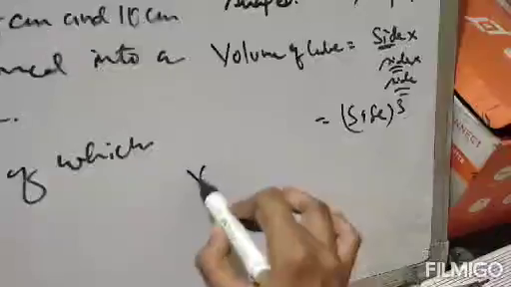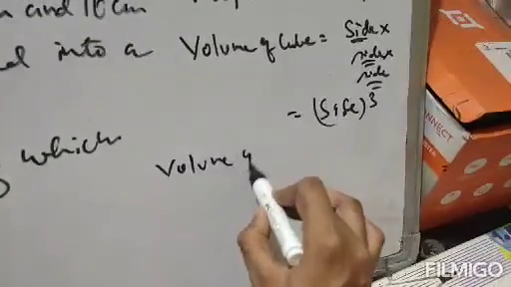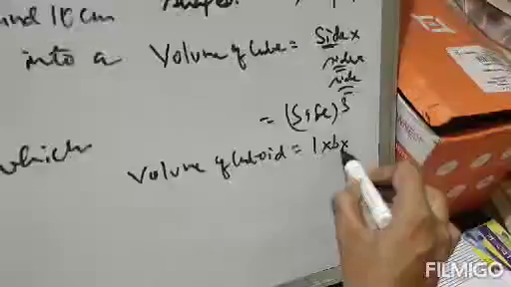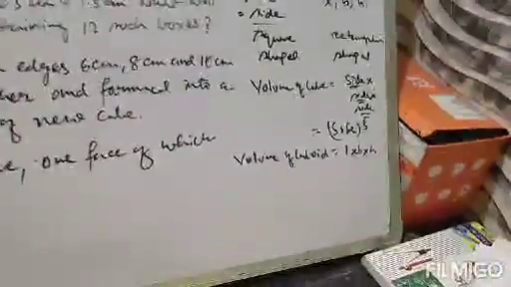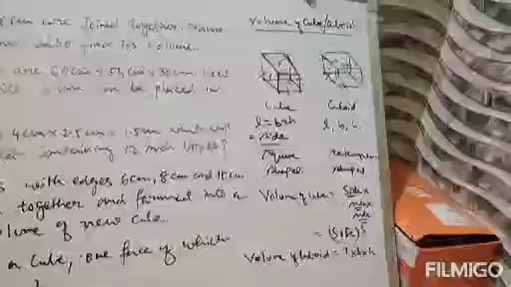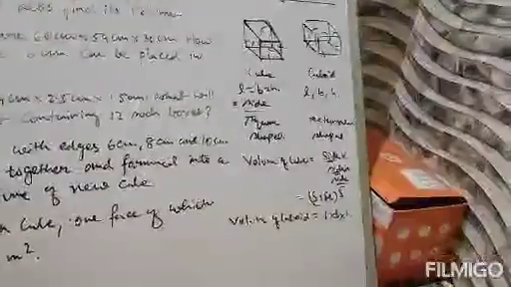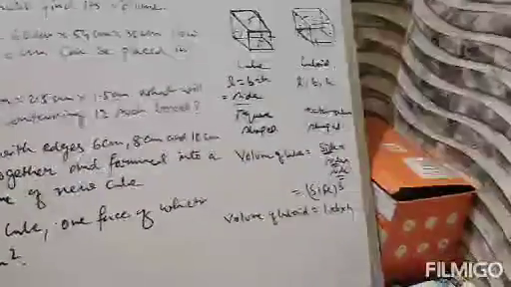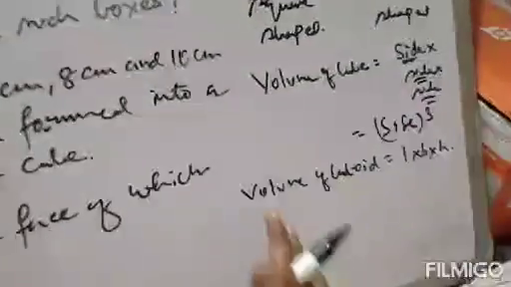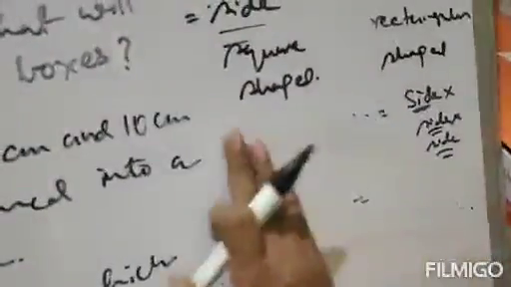But the volume of a cuboid is length into breadth into height. In case of cuboid, length, breadth and height are different. So volume of cuboid will be length into breadth into height. So that is the basic concept between cube and cuboid. These are the formulas, and these two formulas we will utilize to solve this worksheet. So let's start from question number 1.